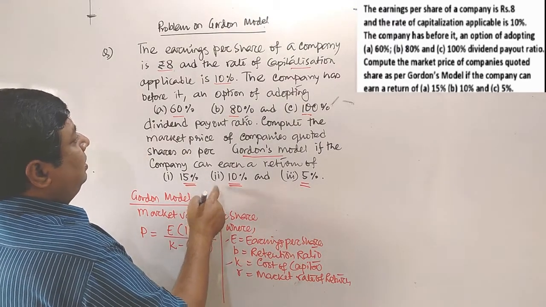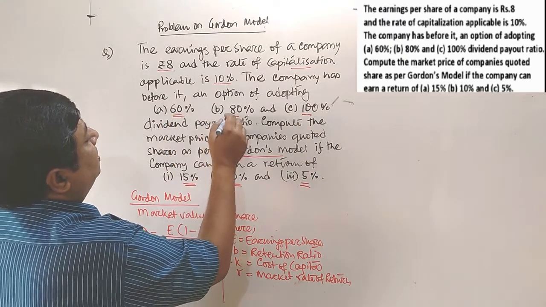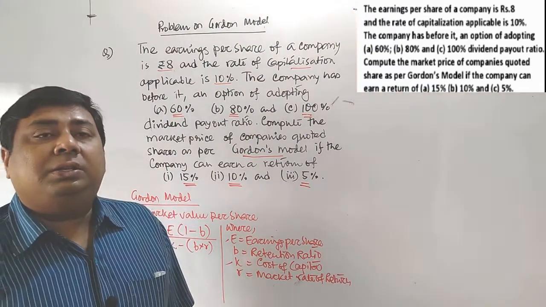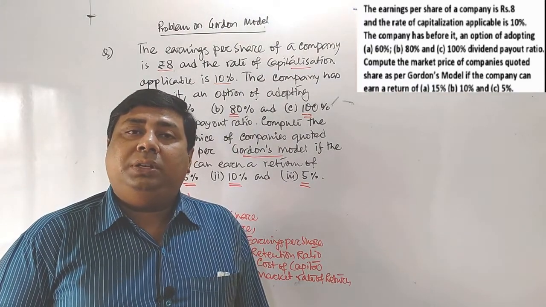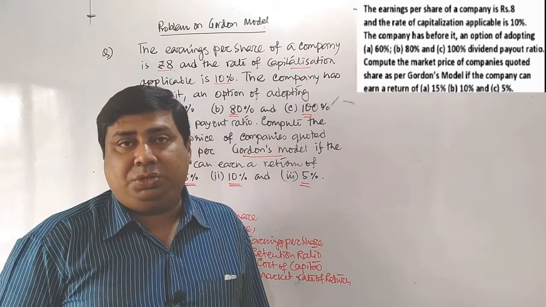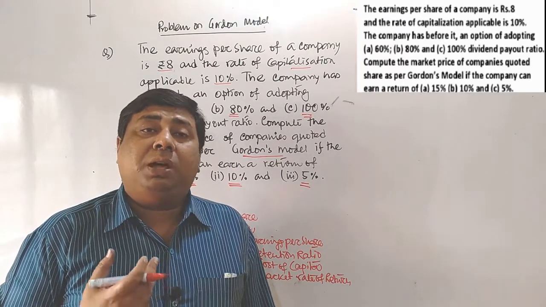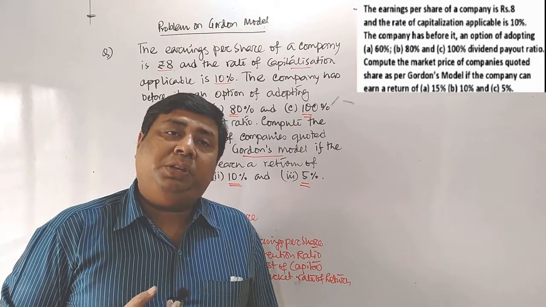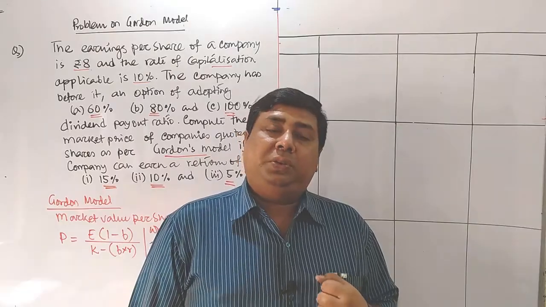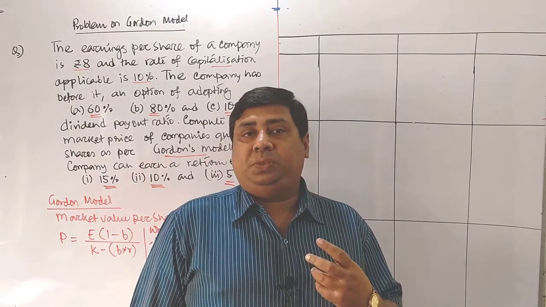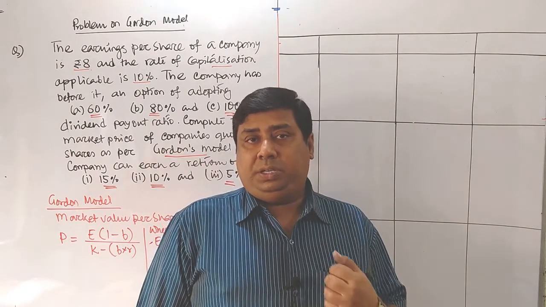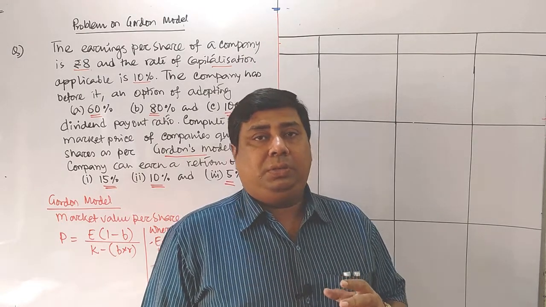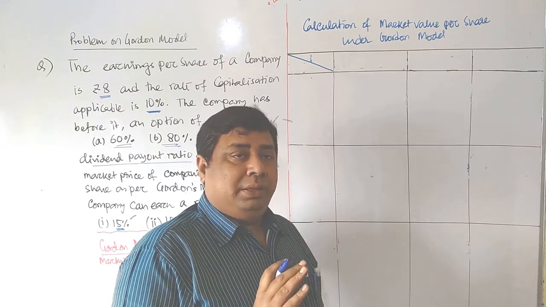Three specific R are at the same time three specific retention ratios. That means 3 into 3, 9 separate answers we have to count, 9 specific situations available in this question, and based on that we have to calculate the market value per share as per Gordon model depending upon the given 9 specific situations. 3 specific payout ratios and 3 specific rates of return. Then 3 into 3, 9 specific answers we have to calculate. We have to settle down E and K.